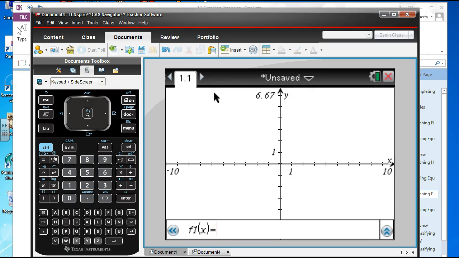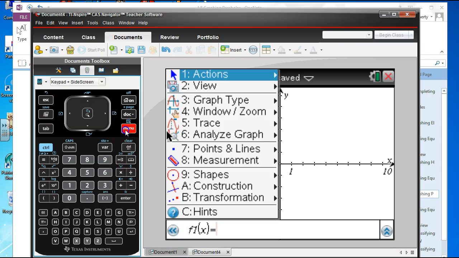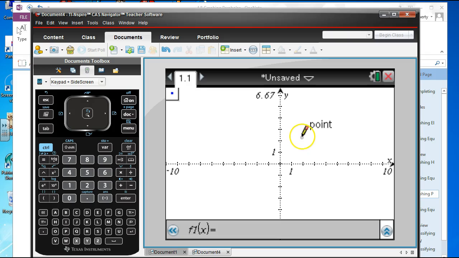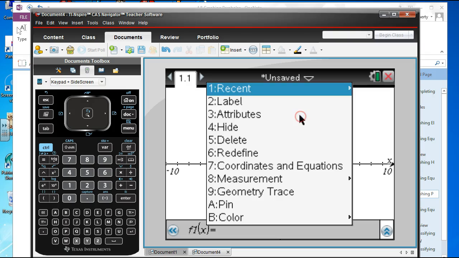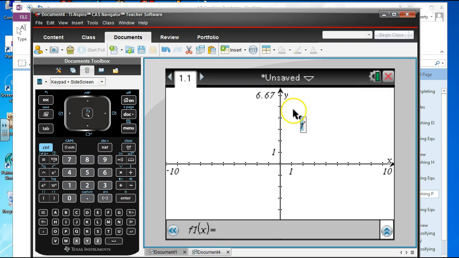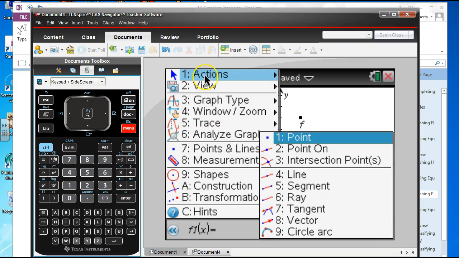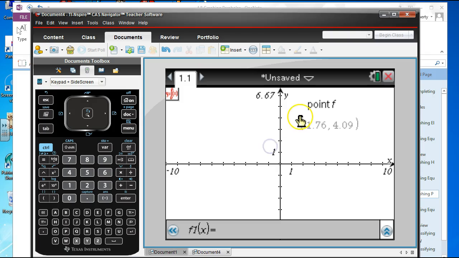Okay. So we're going to use the geometry to construct a parabola. Let's create a point. I'm trying to make this about 2, 4. I'll put it in a certain spot, and we'll call this point F. I'm not going to label it, but I want to find the coordinates of that point. So let's go to menu and actions.